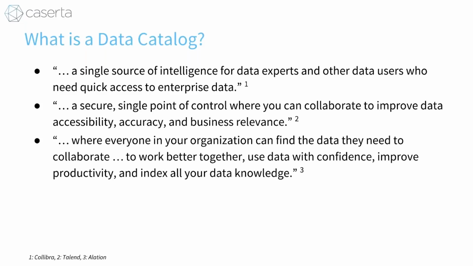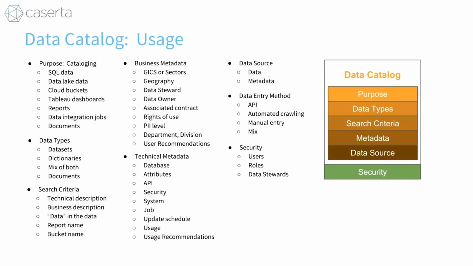The software is providing a single source of intelligence for enterprise data, a single point of control for collaboration, where everybody in your organization can find the data they want to work with. And these quotes are from Collibra, Talend, and Alation. But while you look at a catalog as a generic entity, for your organization, it can be something fairly specific. And that's really how your organization would use that catalog.